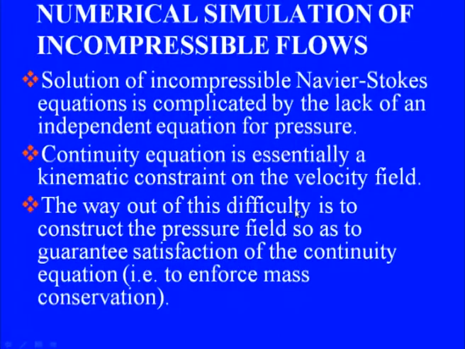The way out of this difficulty of an independent equation for pressure is to construct the pressure field so as to guarantee the satisfaction of the continuity equation. So, we will try to construct a pressure field such that if you use that pressure field in the momentum equation and solve for the velocity field, that velocity field is guaranteed to satisfy the continuity equation. That is to say, mass conservation is enforced. So, how do we achieve this objective?